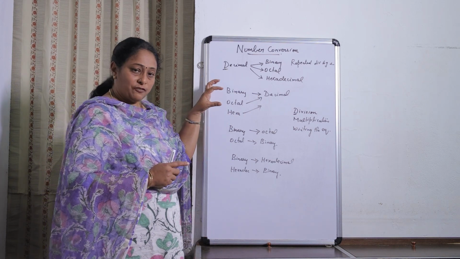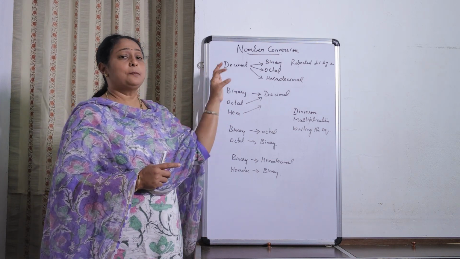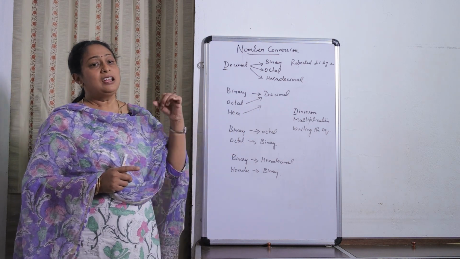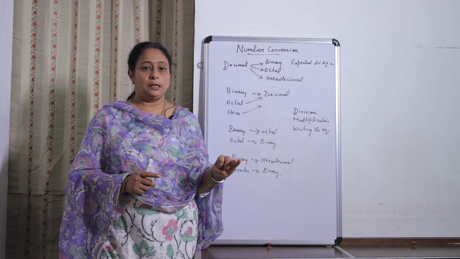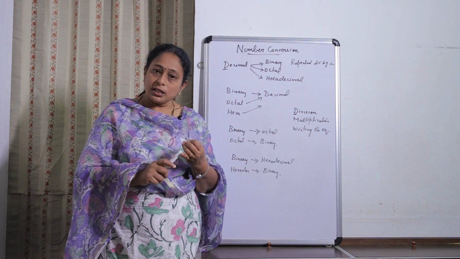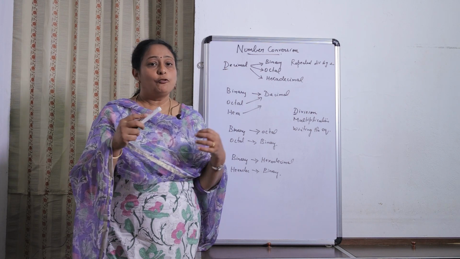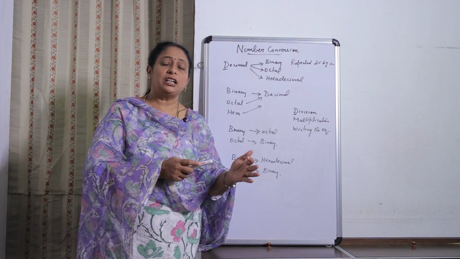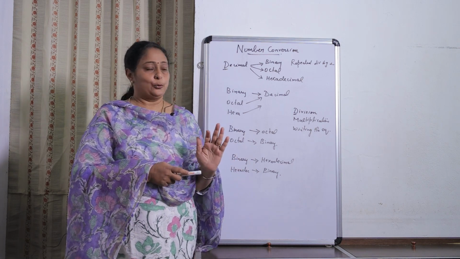When decimal comes first, it is division. When decimal comes later, it is multiplication. This is how you can identify whether it is division or multiplication. Whether it is division or multiplication, we are not supposed to use the number 10. Only the base of the other number system is what we are going to use.